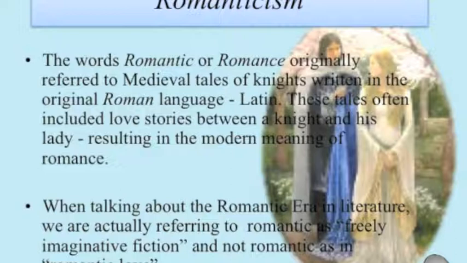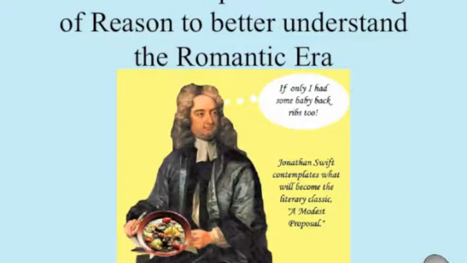Now, what is Romanticism? Well, the words romantic or romance originally referred to medieval tales of knights written in the Roman language, that is Latin. These tales often included love stories between a knight and his lady, which resulted in the modern meaning of romance. However, when talking about the Romantic era in literature, we are actually referring to romantic as freely imaginative fiction and not romantic as in romantic love.